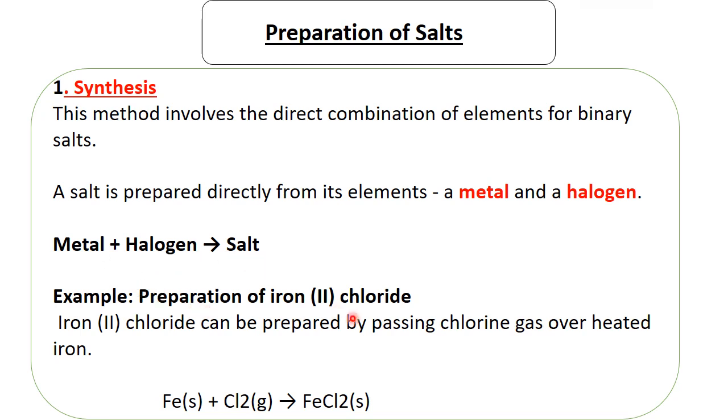An example is preparation of iron(II) chloride. Iron(II) chloride can be prepared by passing chlorine gas over heated iron. So you get iron, which is of course solid, you heat it, then you pass chlorine gas there, and what you're going to get is iron(II) chloride, a salt. So this is how it is prepared, and you can come up with other examples. You can talk about potassium chloride. You get potassium and chlorine, you combine them directly, so that is synthesis.